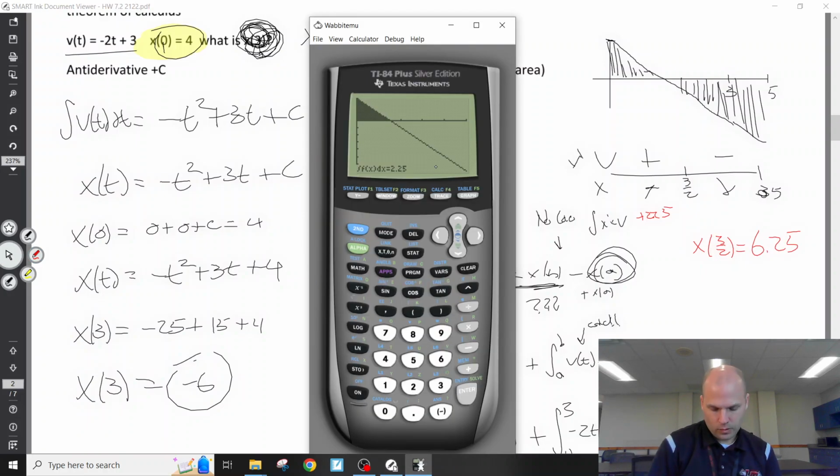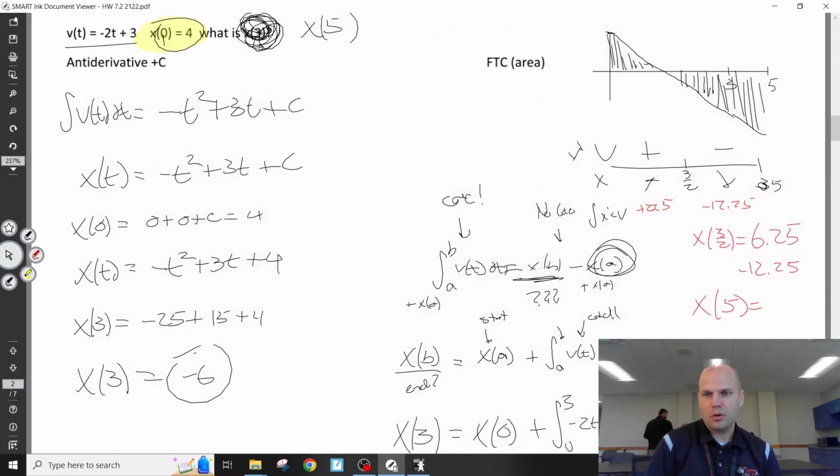Then, from 1.5 to 5, I'm going to get a big negative number. Negative 12.25. Again, this is the area under my derivative. Well, that means I went to the left 12 from this position, giving me my new position at time 5. 6.25 minus 12.25, boom, negative 6.